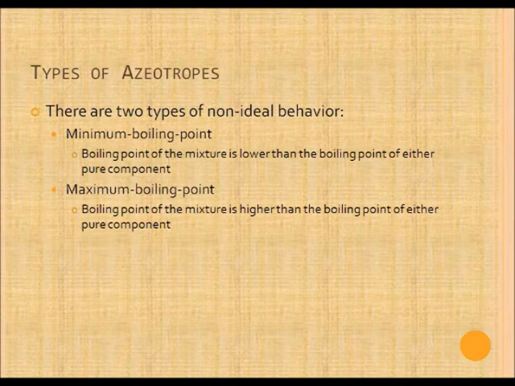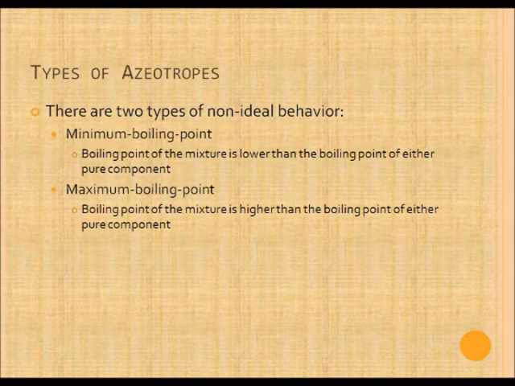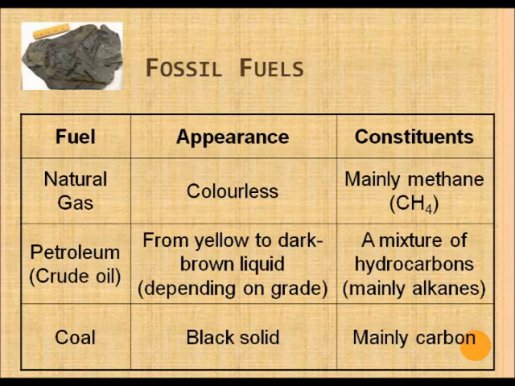Now, types of azeotrope. There are basically two types of non-ideal behavior. Minimum boiling point: the boiling point of the mixture is lower than the boiling point of either pure component, and maximum boiling point: the boiling point of the mixture is higher than the boiling point of either pure component. Now let's talk about some fossil fuels. Generally we have three types of fossil fuels: natural gas, petroleum, and coal.